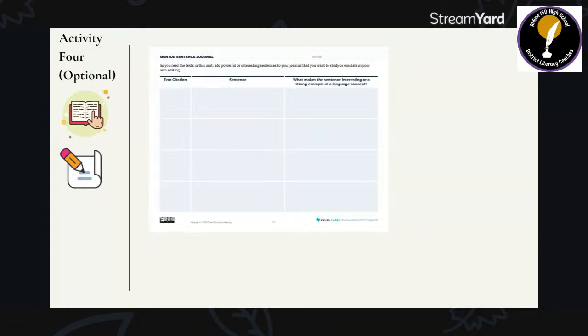Further teaching notes. Rather than completing isolated language exercises, students can effectively learn style and conventions by focusing on the writing they are studying.